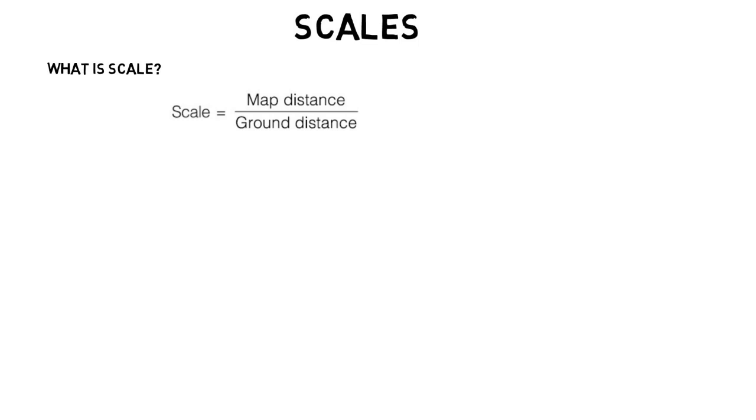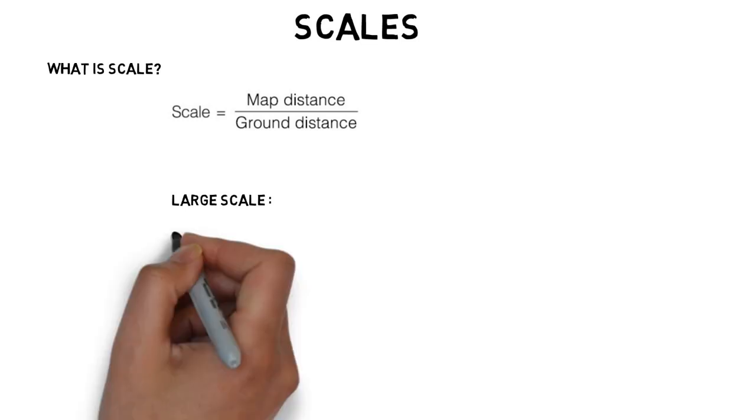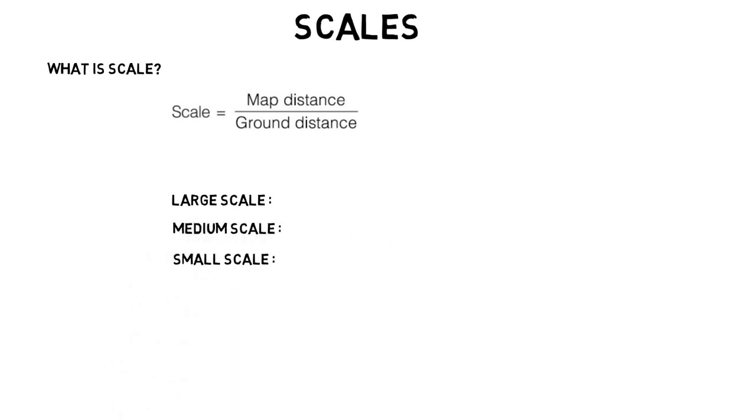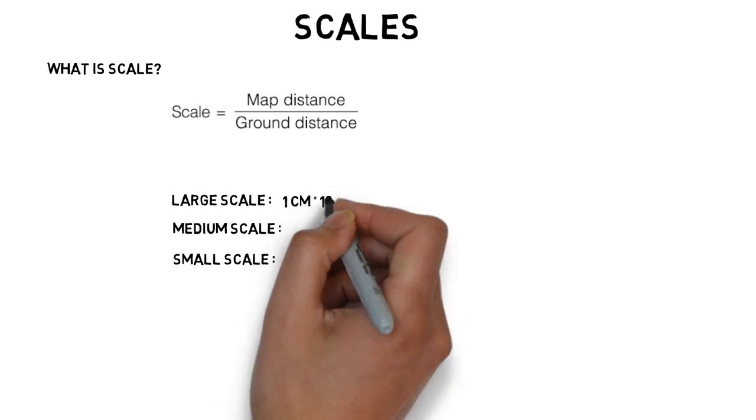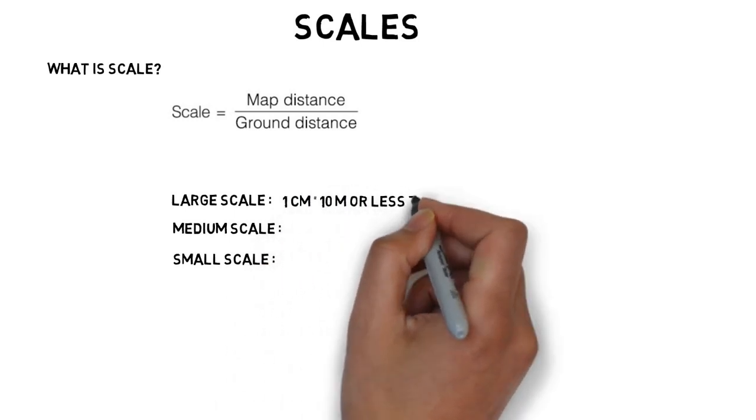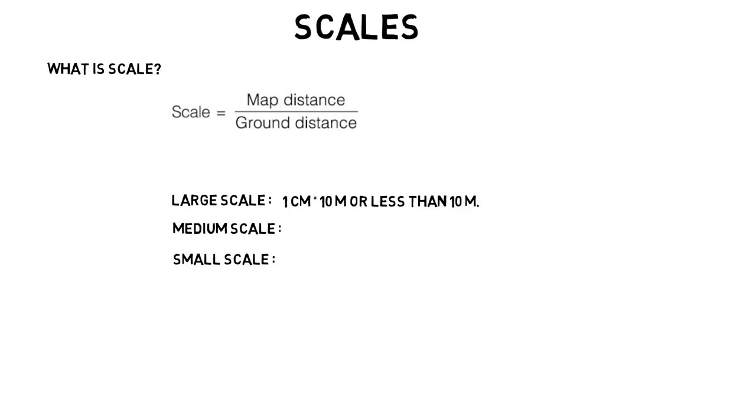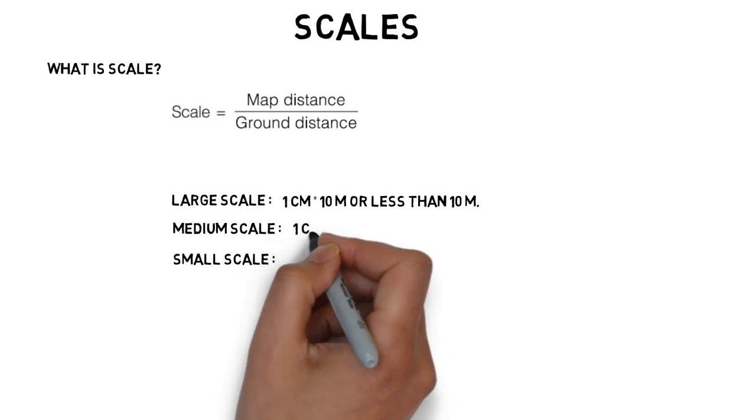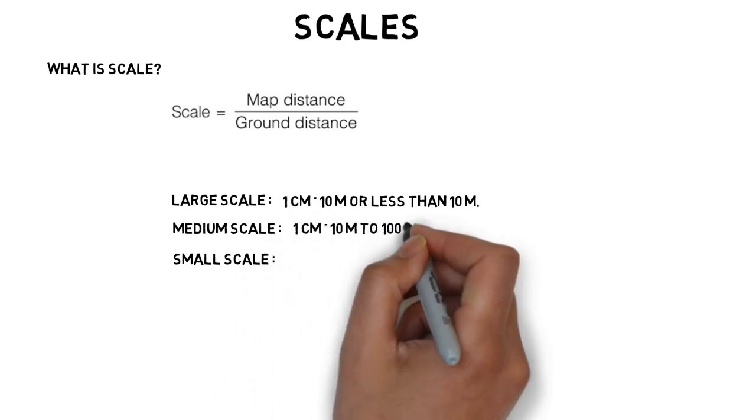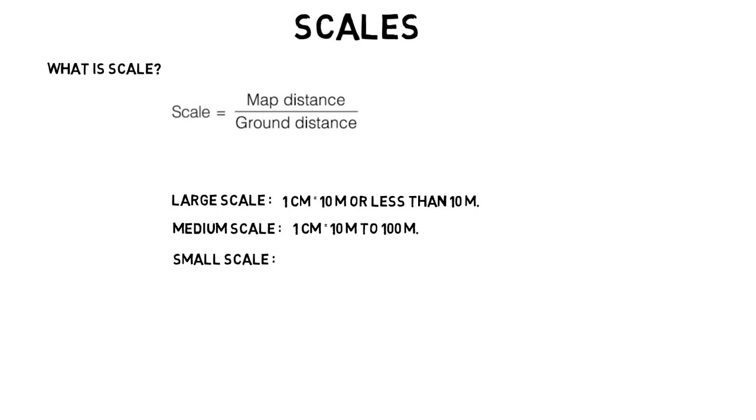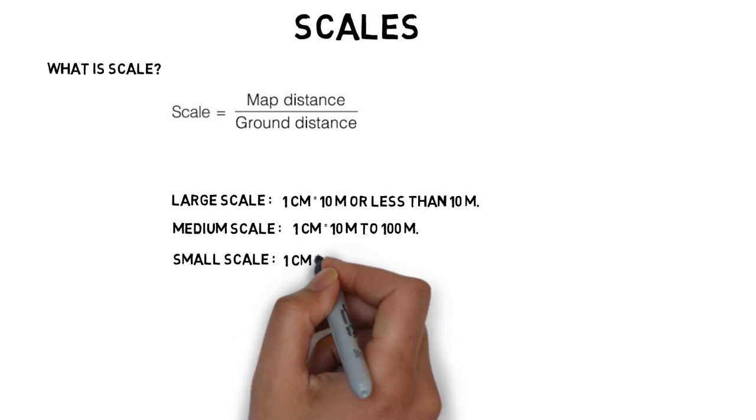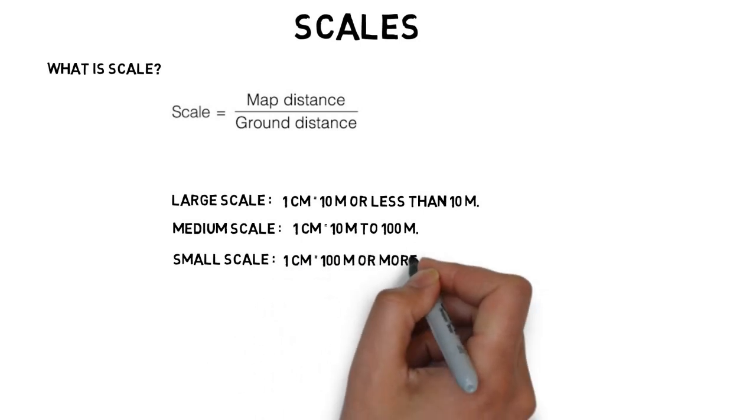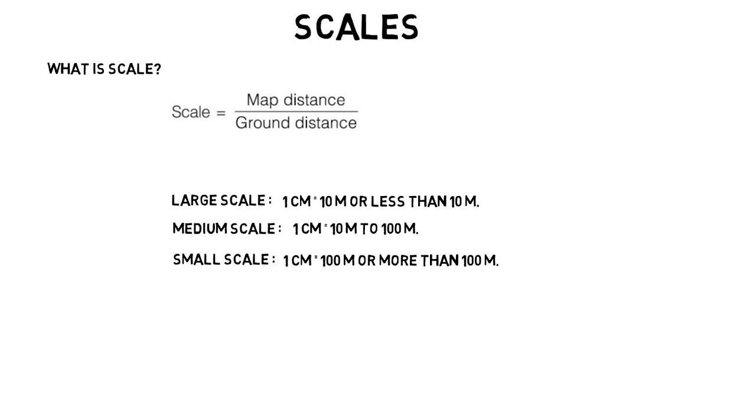Generally, scales are termed as large, medium and small. Large scale, that is 1 centimeter equal to 10 centimeter or less than 10 centimeter. Medium scale, that is 1 centimeter equal to 10 meter to 100 meter. Small scale, that is 1 centimeter equal to 100 meter or more than 100 meter.